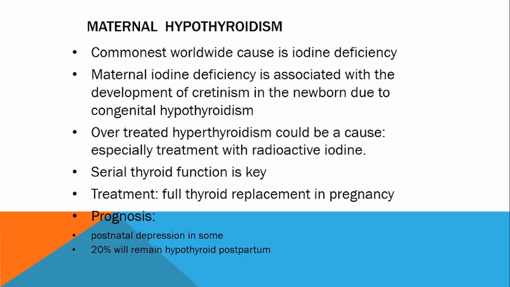So we should know some things about maternal hypothyroidism. The commonest cause of maternal hypothyroidism is iodine deficiency. And maternal iodine deficiency is also associated with the development of cretinism in the newborn due to congenital hypothyroidism. Over-treated hyperthyroidism could be a cause also, especially treatment with radioactive iodine.